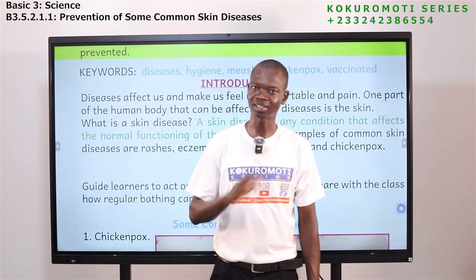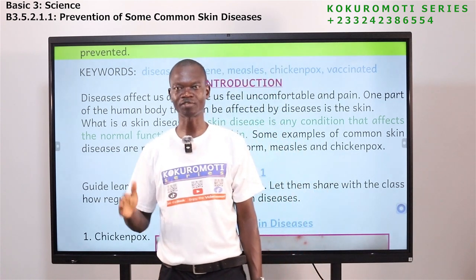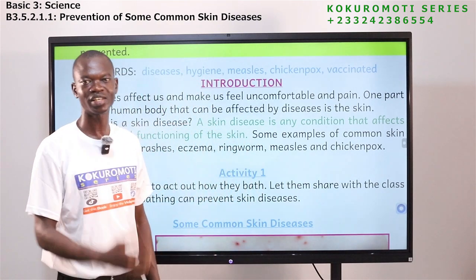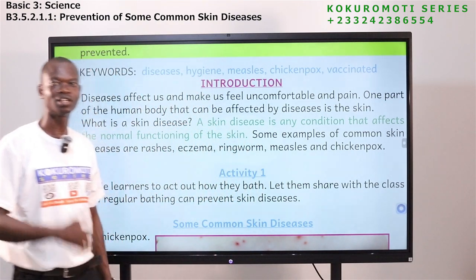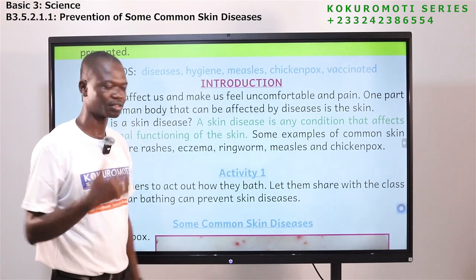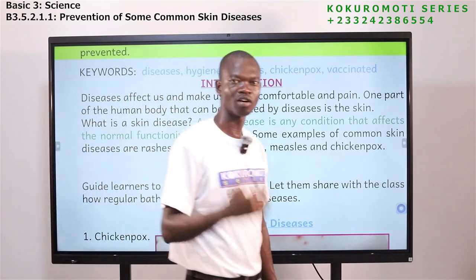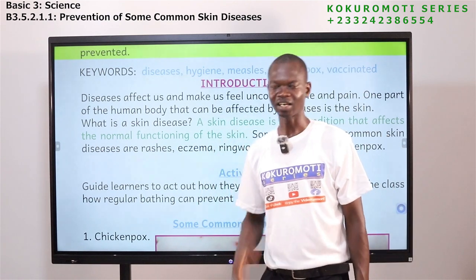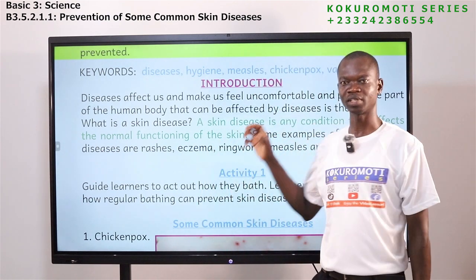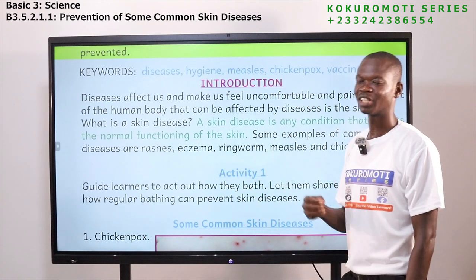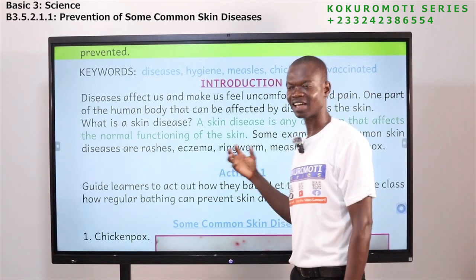It affects only the skin. Diseases that affect only what? The skin. They are skin diseases, and we have given examples of what? Skin diseases. We are saying that measles, chickenpox, eczema, ringworm, rashes, all these are examples of what? Common skin diseases. I don't know if you have suffered from any of these before. Okay, so as we move on, you get to know what these diseases are.